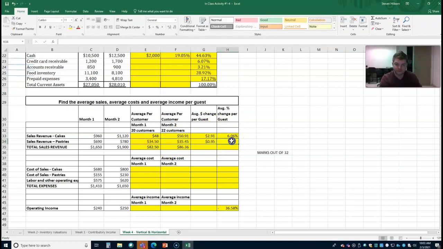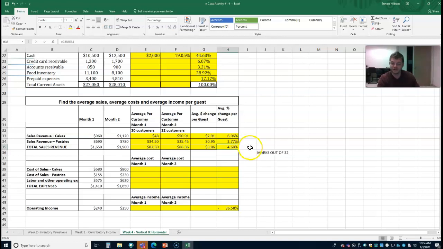35 minus 34.50, and you're going to take that number divided by month 1, 2.77, and same thing, dividing it by the first month. And we find out on average every time someone comes in month 2 they spent $86.36, and that is a 4.68% increase in total sales revenue from 1 month to the next. And if we can get that result every single month, that's fantastic, right? 4% every month, 5% every month, that's huge growth.